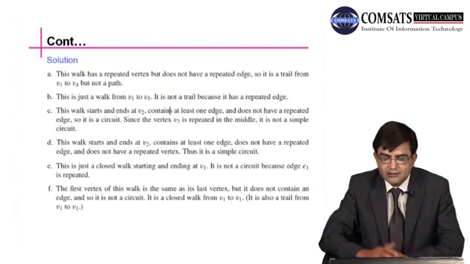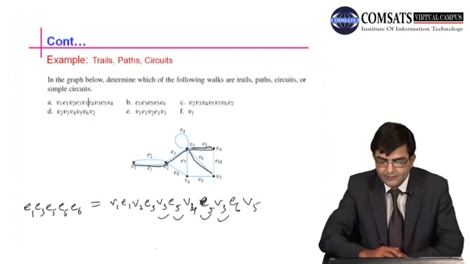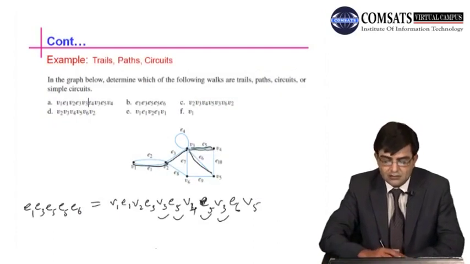It's not a trial because there is a repeated edge and also repeated vertices. So it's just a simple walk from V1 to V5, because vertices and edges may be repeated only in a walk, not in a trial, not in a path. In a trial, edges cannot be repeated. In a path, vertices cannot be repeated. Here both edges and vertices are repeating, therefore it's a simple walk from V1 to V5.